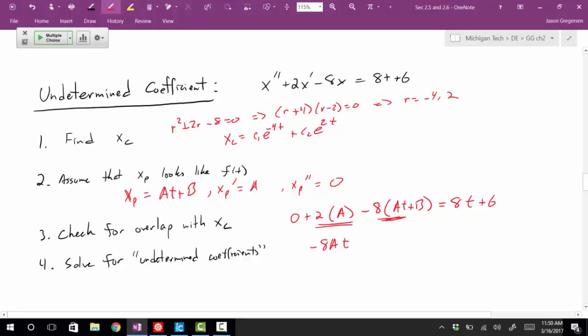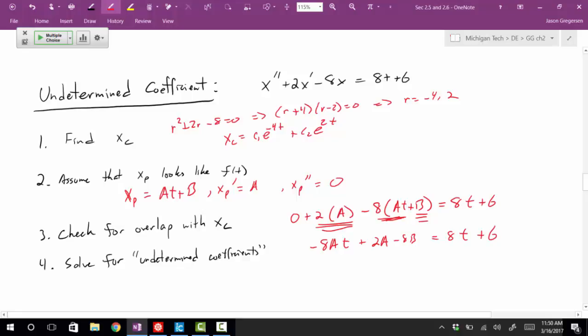I'm going to take all the constant terms. There's a constant term. There's a constant term. I'm going to group those together. It looks like I got 2a minus 8b. And that's supposed to be equal to 8t plus 6. I have a polynomial on the left. I have a polynomial on the right.